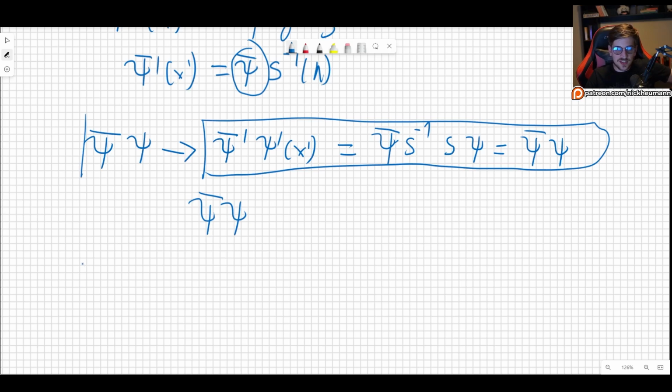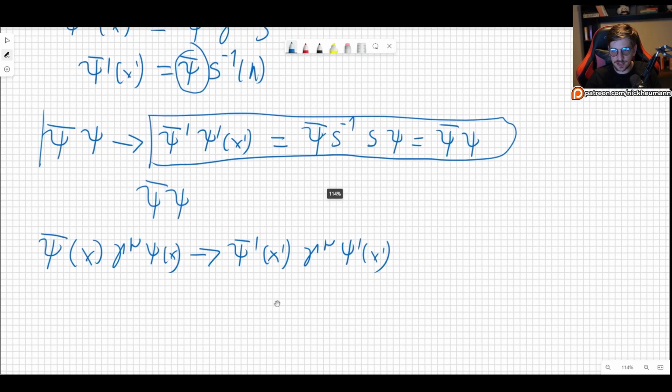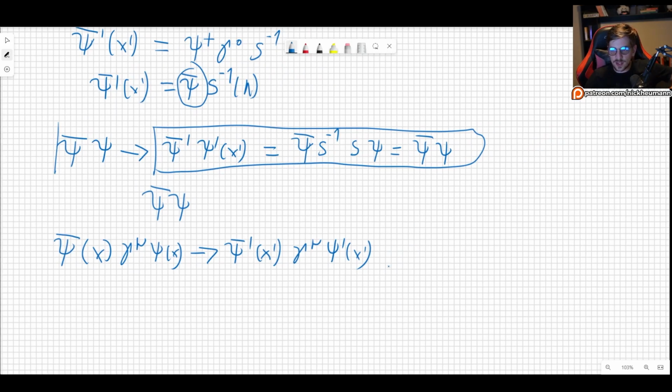Now, what else can we study? We can study honestly any combination, and we can, for example, now take a look at what happens with psi Hermitian adjoint of x, gamma mu, psi of x. So how does this transform, right? We want to now go to the primed version. So everything, but now primed: psi prime of x prime. Well, let's do the same thing. Let's just plug in what these things are.